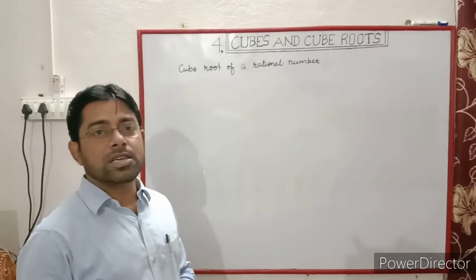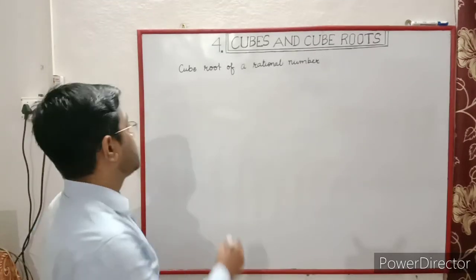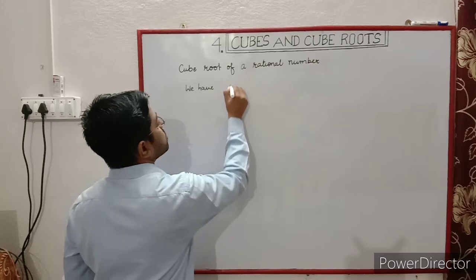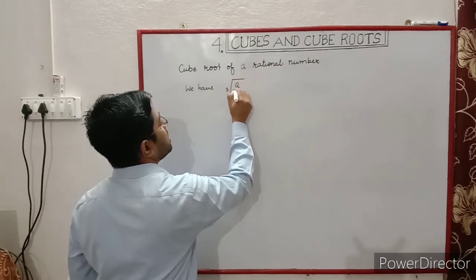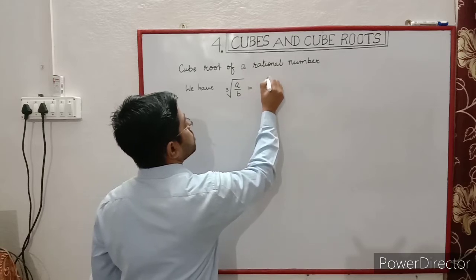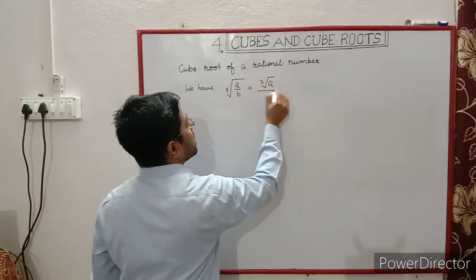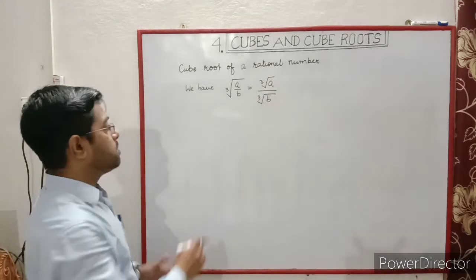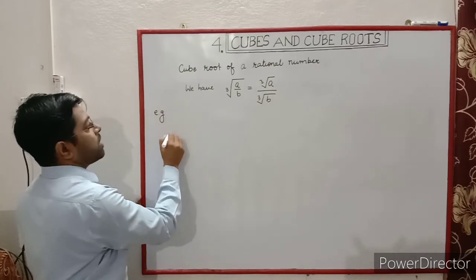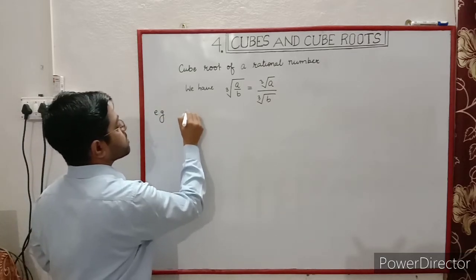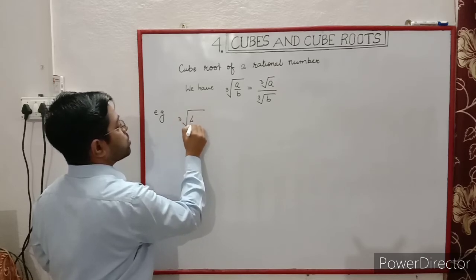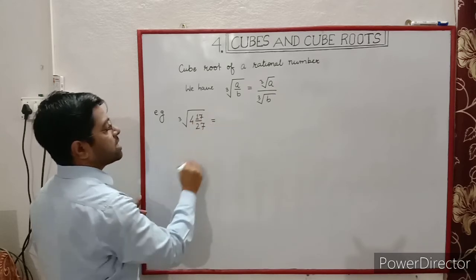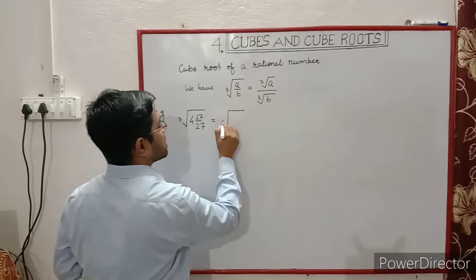Our next topic is cube root of a rational number. Let's see. We have cube root of a by b. We can write cube root of a by cube root of b. Let's see the example. Find the cube root of 4 whole 17 by 27. It is in mixed fraction, convert into improper fraction.